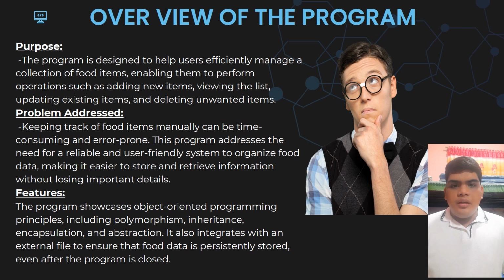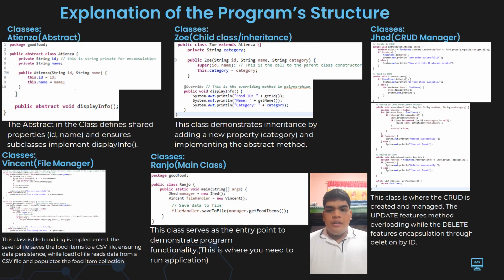Features. The program showcases object-oriented programming principles, including polymorphism, inheritance, encapsulation, and abstraction. It also integrates with an external file to ensure that food data is persistently stored, even after the program is closed. Now, let's move on to the explanation of the program structure.